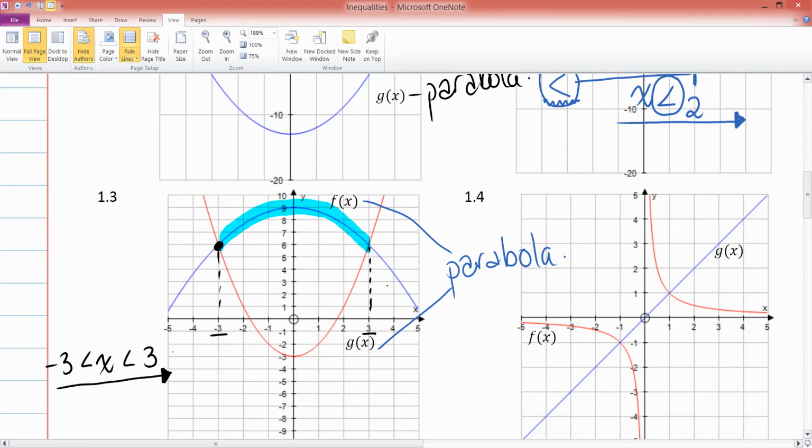Okay, so when you're giving your answer in terms of x, you're not going to look at the y value here. You're going to look at the x values.